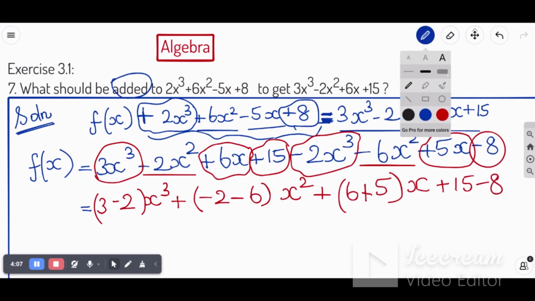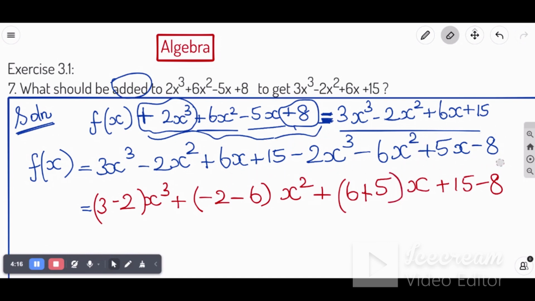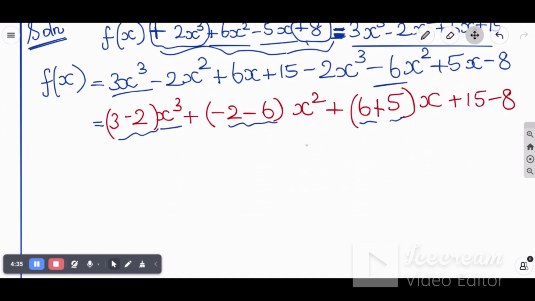Let's see this step one more time. You have to take all the equal power terms together. So what I have done is I have written the equal power terms together in such a way. X cube I have written, and the coefficients I have written separately. For x square also, minus 2 and minus 6. For x also, 6 and 5. So do write this and let's go on to the next step.